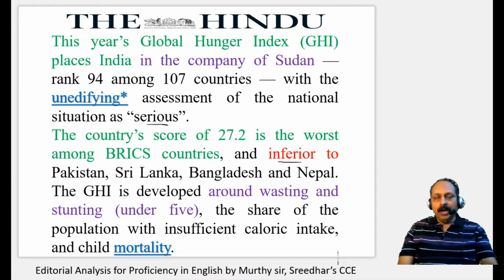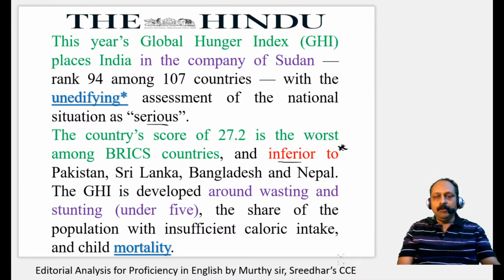Again, you see something in red, inferior to. When you take comparative adjectives like anterior, posterior, superior, inferior, senior, junior, preferable, elder, prior, and the verb prefer, you should use the preposition to. Common error: people use the word than. Than is not correct. Inferior than is not correct. Inferior to is correct. That you have to recollect. The country's score of 27.2 is the worst among BRICS countries and inferior to Pakistan, Sri Lanka, Bangladesh, and Nepal.